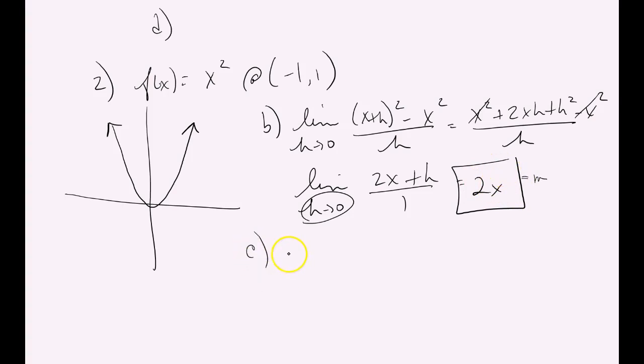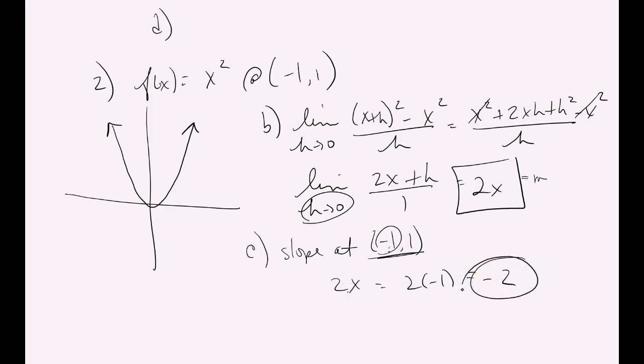So for part C, it wants the slope at this point, okay? So this equation of 2x, you're going to take the x out and put in the x for the location that they're asking you about. So the x of the point is -1. Plug it in right here. The slope should be -2.